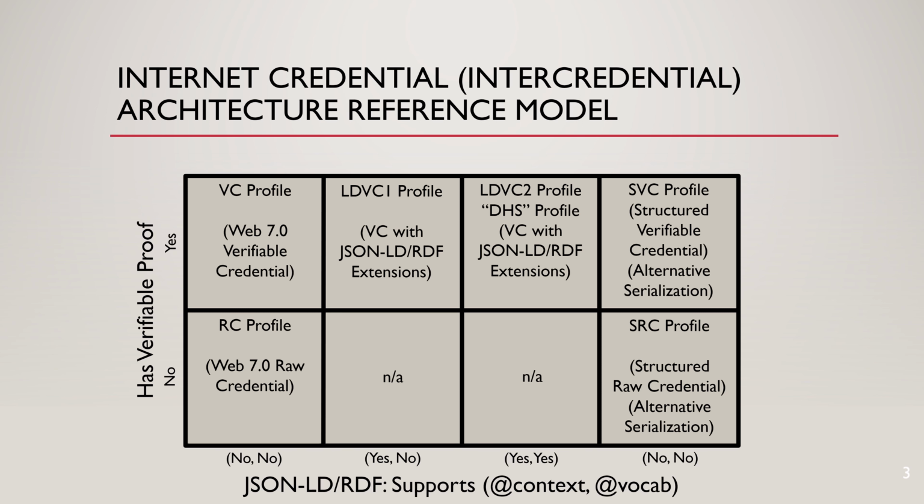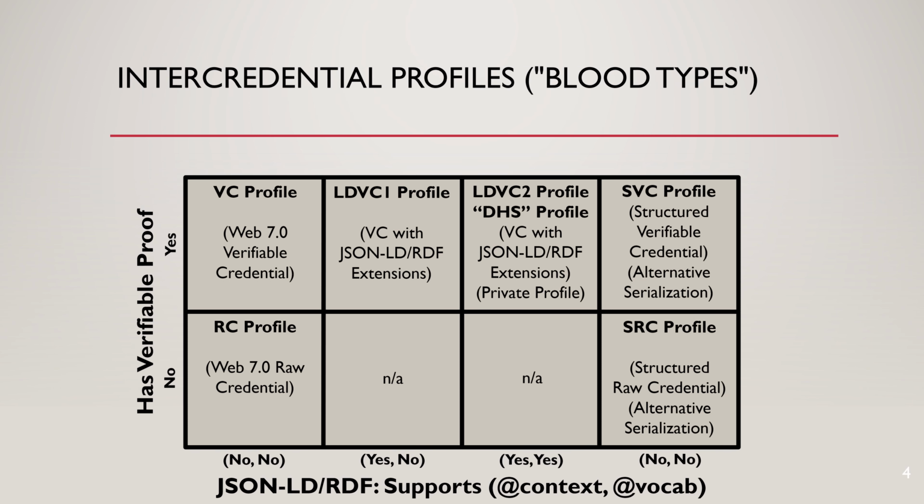So this is what the Internet Credential or InterCredential architecture reference model looks like. Here's an identical version, except some of the components, the blood types, if you will, have been highlighted. So we talk about these as InterCredential profiles or InterCredential blood types, and of course only profiles with certain blood types can be used together from an interoperability perspective.